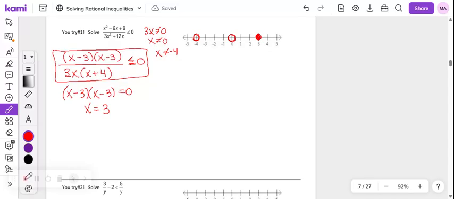Look at our number line. We have 4 regions to test. So I'm going to drop -5 in.